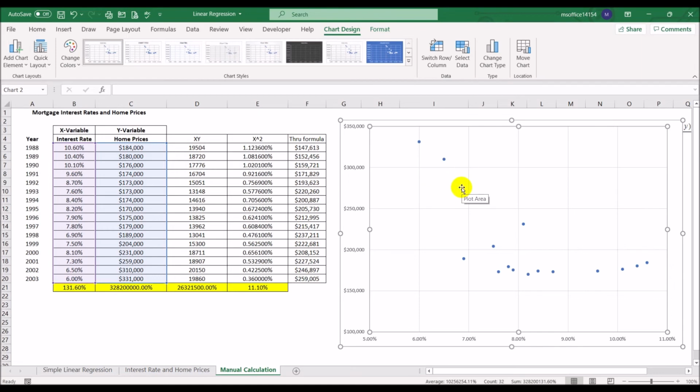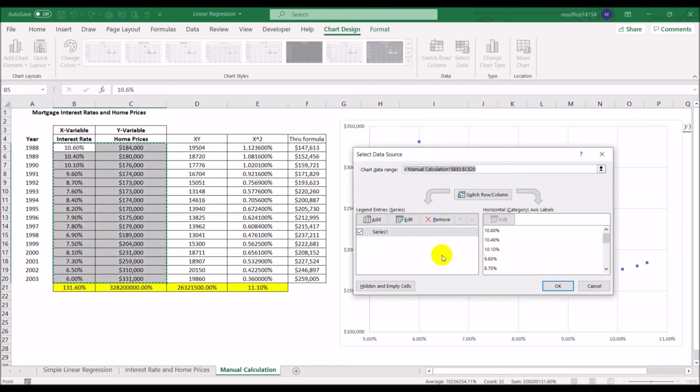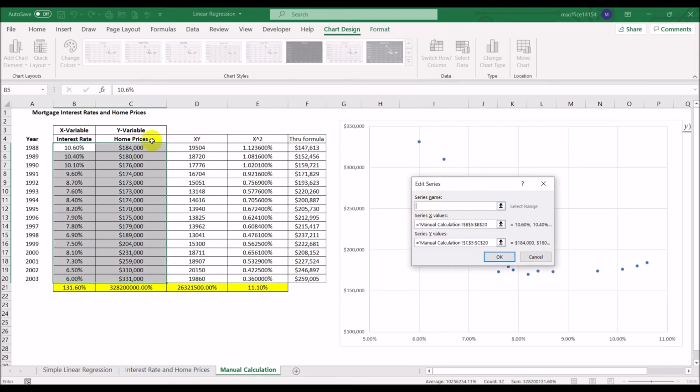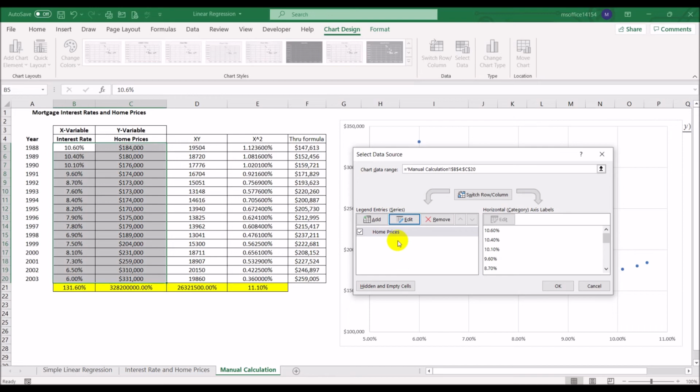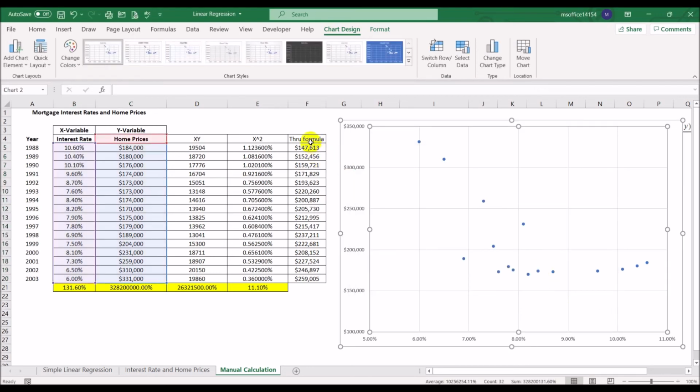You have your mouse pointer anywhere on this graph, do a right click, select data. So now we've got the dialog box that has all the details about the data that's used to build this graph. Unfortunately, over here it says series 1. We know that that's home prices. So we click on edit. The name is blank, so let's put in home prices. Okay, so we've got the percentages here and the home prices here. Now let's click on OK.